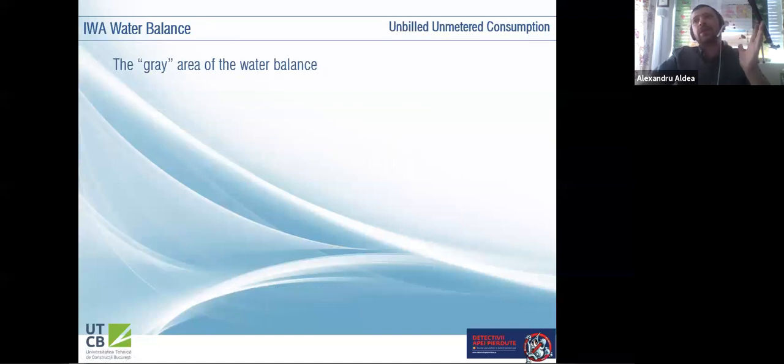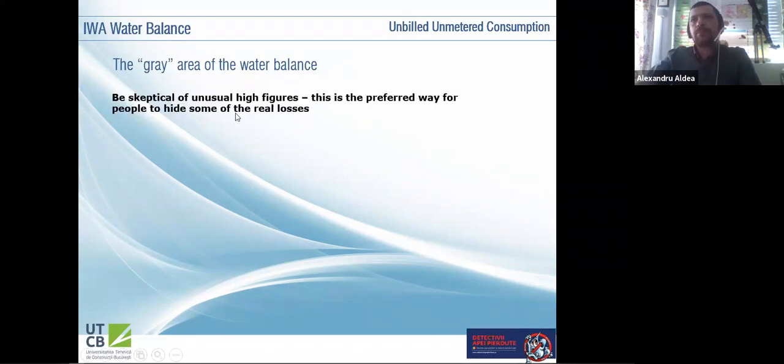Now we reach a point where anyone who starts to make a water balance will have a problem, and that is when you get to unbilled unmetered consumption. I call this the gray area of the water balance, because here a lot of things can go wrong. First of all, be very skeptical if you find unusually high figures for this one. This is the preferred way for people to hide some of the real losses, most of the real losses.